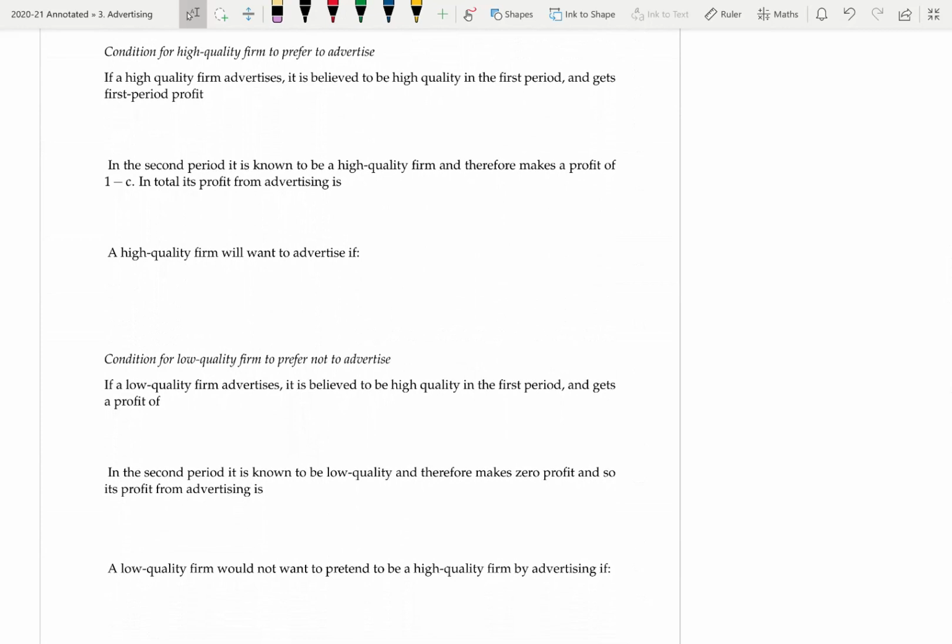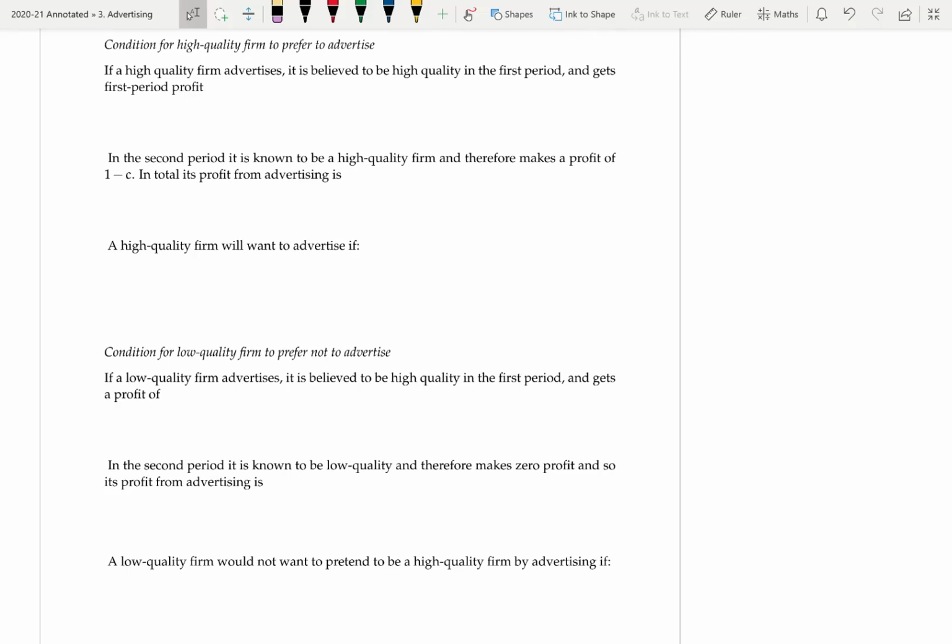So we need to check that there is a level of advertising A that satisfies these conditions. We need to check when a high quality firm wants to advertise, and we also need to check when the low quality firm prefers not to advertise, and we need to make sure that there's a value of advertising that can satisfy both conditions. So if a high quality firm advertises, it is believed to be high quality in the first period and gets a first period profit of 1 minus C minus A. It's able to charge a price of 1 because consumers believe the product is high quality in the first period.